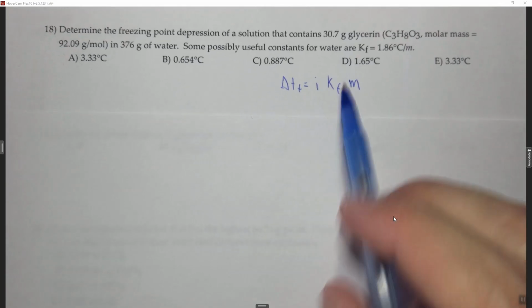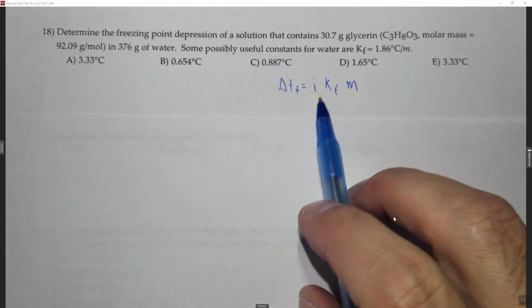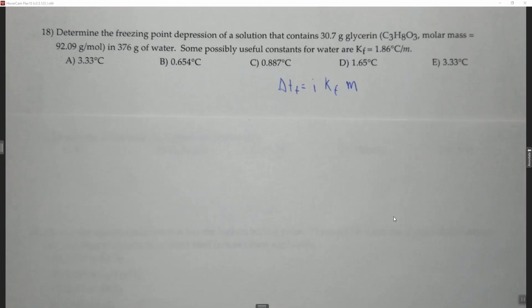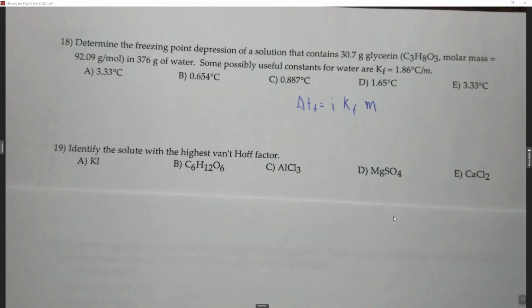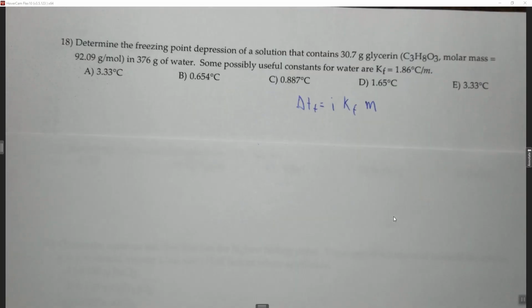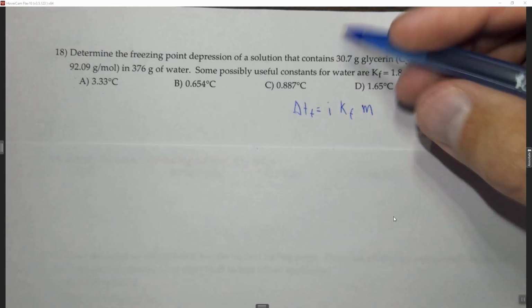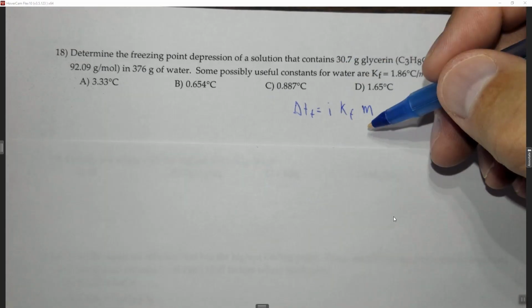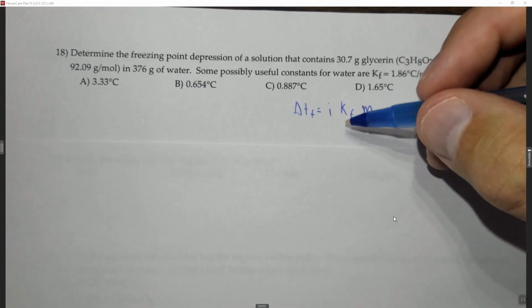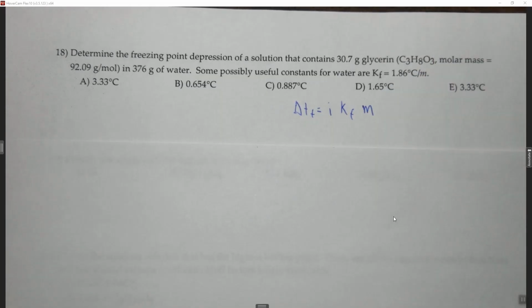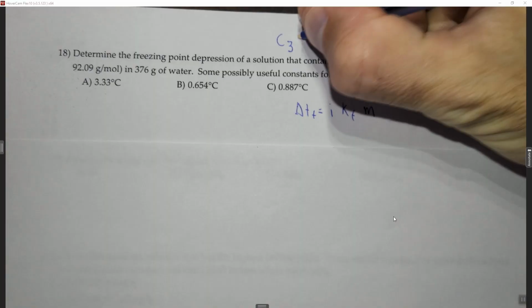If you're confused about i, I strongly recommend that you watch the next question, which is a little bit weird, but the next question asks us just about i. I probably should have put it first, but I'm already here, so I didn't. So basically, what we're going to do is we're going to figure out i. Well, if we look here, you have a covalent compound, C3H8O3.